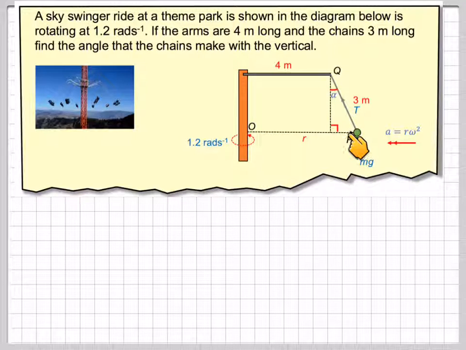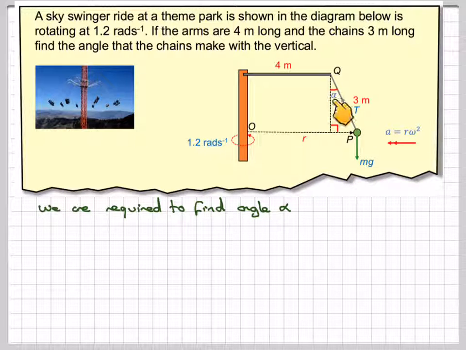We need to find the angle that the chain makes with the vertical, which is going to be this angle here. We've got to find the value of that angle. We have an acceleration of r times the angular speed squared acting inwards, and we have the weight of the particle, which is mg. So we are required to find angle alpha, this angle here.